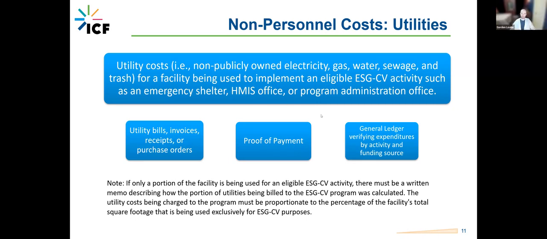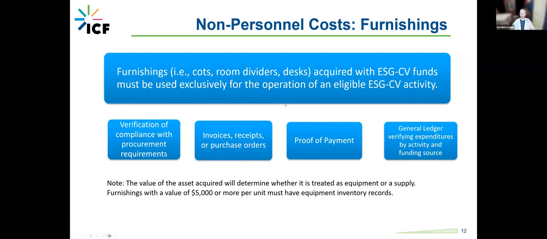All right. So furnishings. And we're talking here really, really broadly: cots, room dividers, desks, furnishings. Acquired with ESG-CV funds that must be, or rather, must be used exclusively for the operation of an eligible ESG-CV activity. Backup documentation you're going to be looking for: a verification of compliance with procurement, invoices, receipts, or purchase orders, proof of payment, and a general ledger that backs it up.